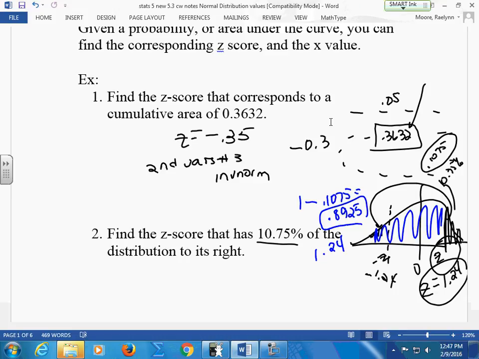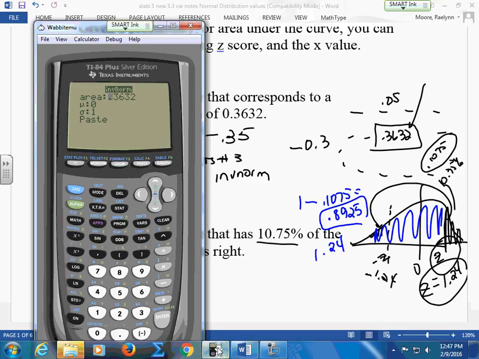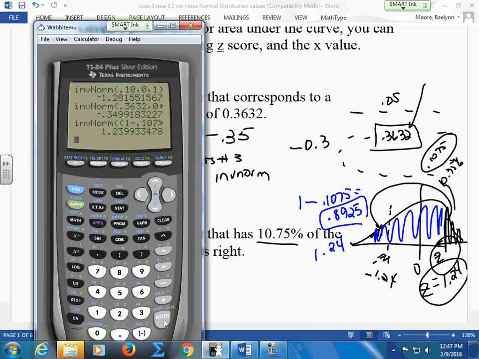Now, here's a nice one to put in your calculator. Watch. I'm going to look up the area to the left. So watch what your calculator can do. I'm going to say 1 minus 0.1075. I'm going to let the calculator subtract this because I know I have to look up the area to the left. It's 1 minus that area to the right. And I'm just going to put it in and paste. And I get 1.24. Your calculator will do that for you.